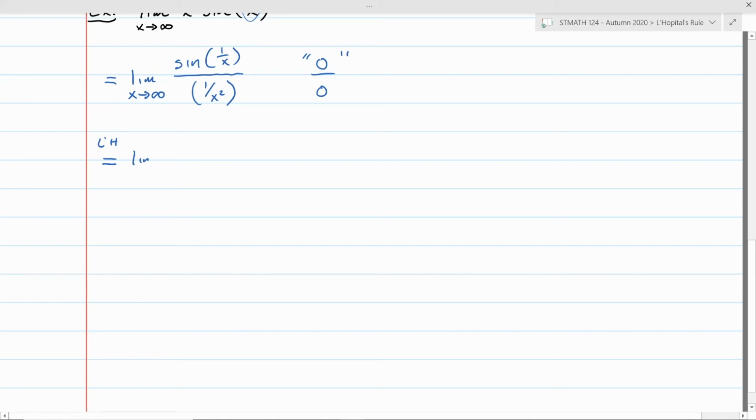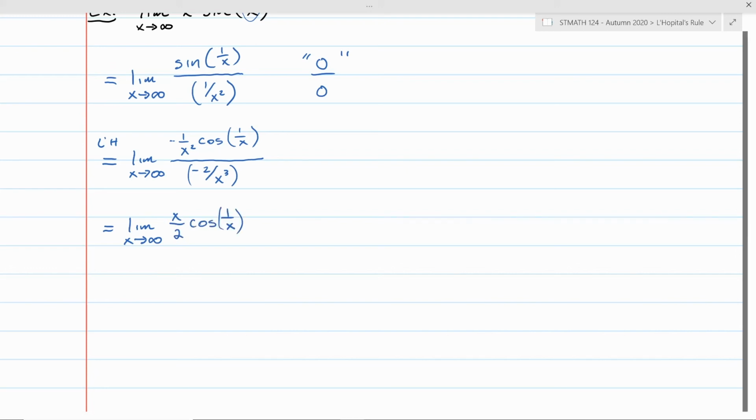And I'm going to get the limit as x goes to infinity. The derivative of the numerator is going to be negative 1 over x squared times cosine of 1 over x. And the derivative in the denominator is going to be negative 2 over x cubed. Let's see if we can algebraically simplify this a little bit before thinking about doing L'Hopital's rule anymore. Dividing by a fraction is the same as multiplying by its reciprocal. If I do that, the negatives cancel, and I get x over 2 times cosine of 1 over x.